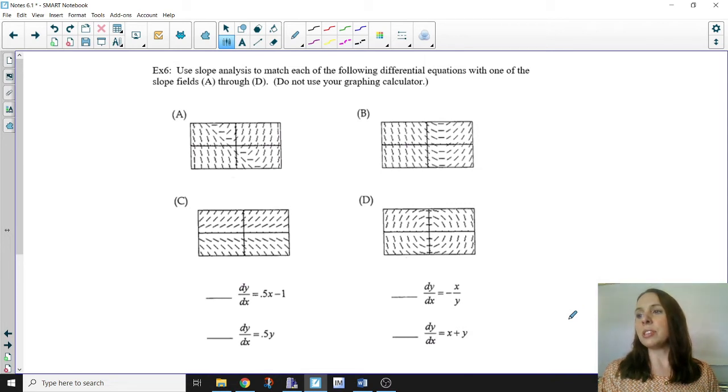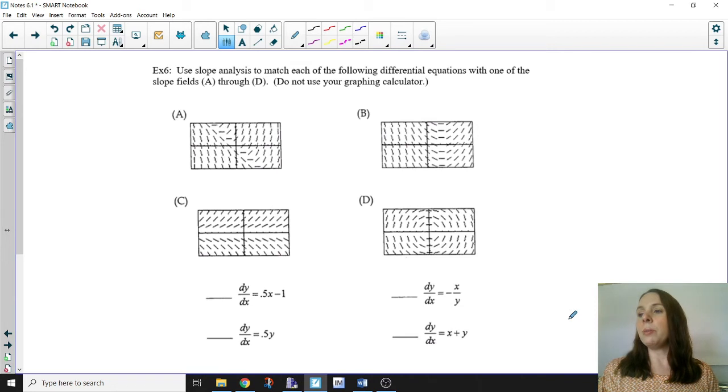It says use slope analysis to match each of the following differential equations with one of the slope fields A through D. Do not use your graphing calculator. There are slope field programs that you can get for your graphing calculator that draw them for you. We usually do them in this class, but I don't know if we'll do it this year or not.